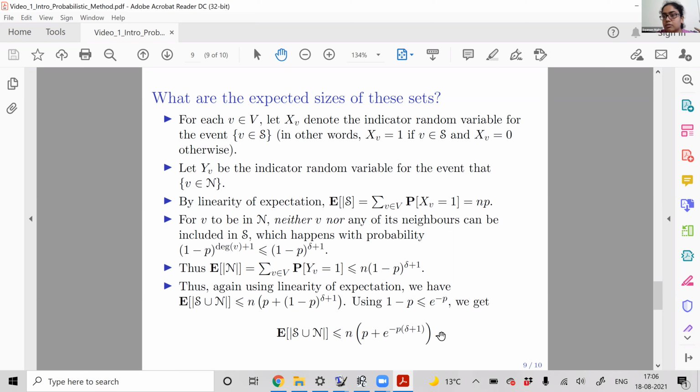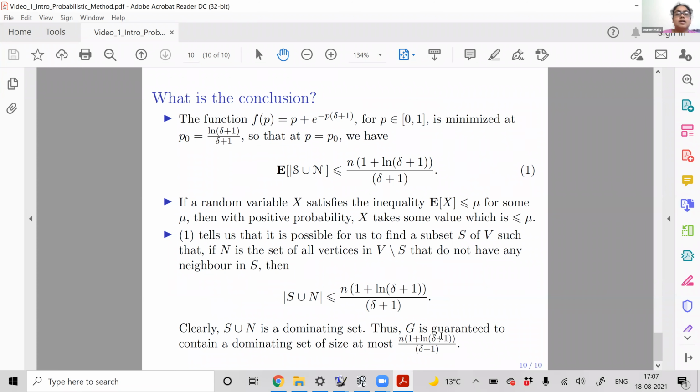Previously the bound was on probability. If you recall, in the case of the Ramsey number example, we had a strict lower bound on the probability of an event, and here we have an upper bound on the expectation of a certain random variable. Okay, what do we conclude from that? So let's look at the conclusion.